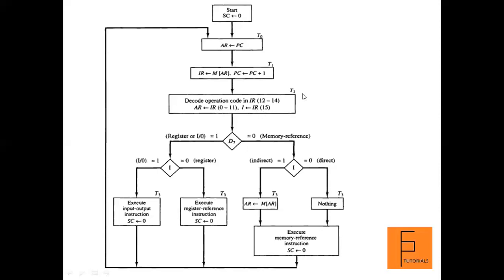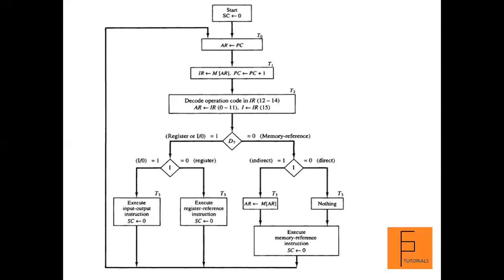And before I conclude, I want to just say one more thing about this box T2. In T2, what you do is you also place the content of the instruction register. What is the content of the instruction register? The content of the instruction register of 12 bits starting from 0 to 11, you place it in the address register.